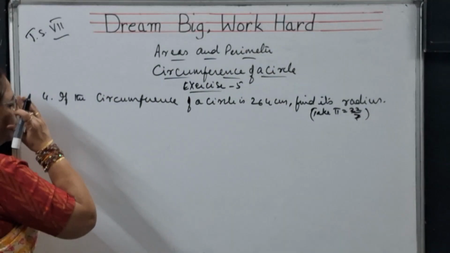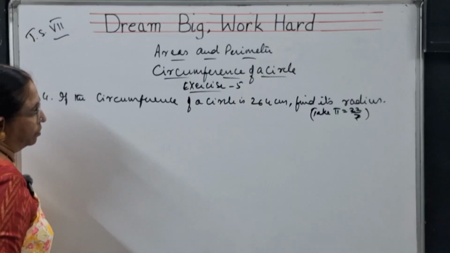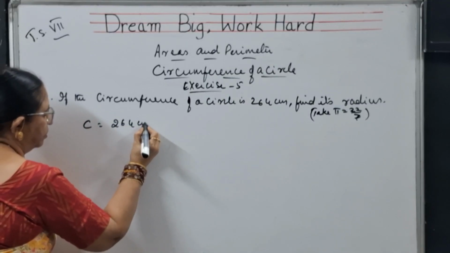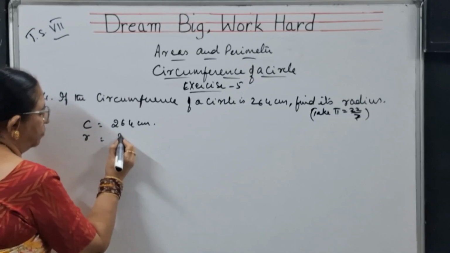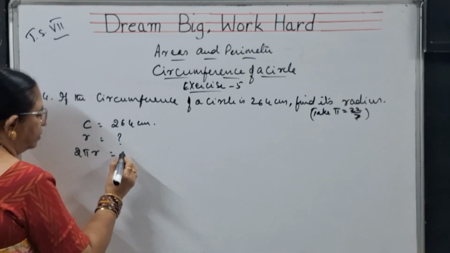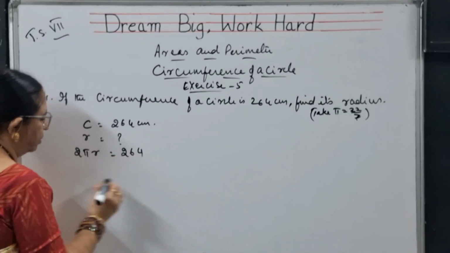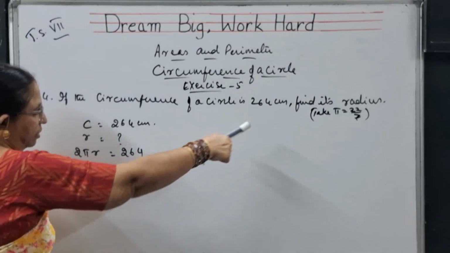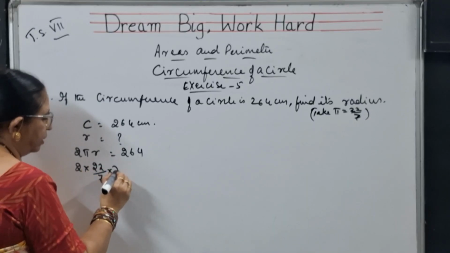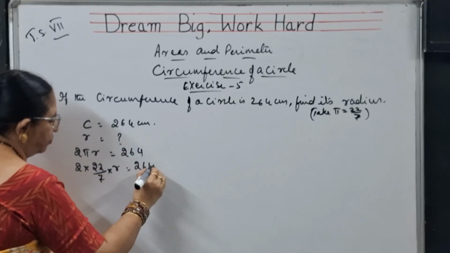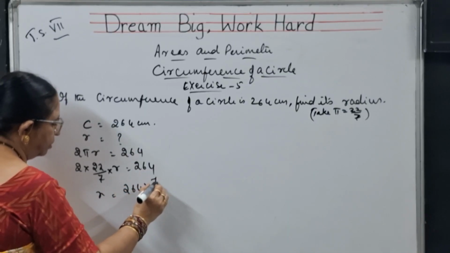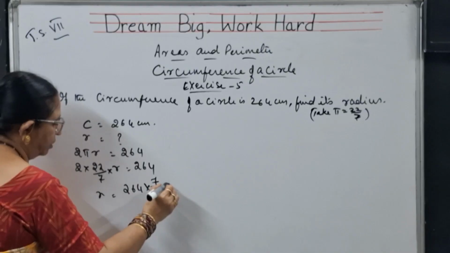Fourth problem, children. If the circumference of a circle is 264 centimeters, find its radius. Circumference is 264 centimeters, and you need to find out the radius. So circumference is 2 pi r, which is equal to 264. Here they said that pi should be 22 by 7. So 22 by 7 into radius is 264. So what is the radius? 264 into 7 by 22 into 1 by 2.